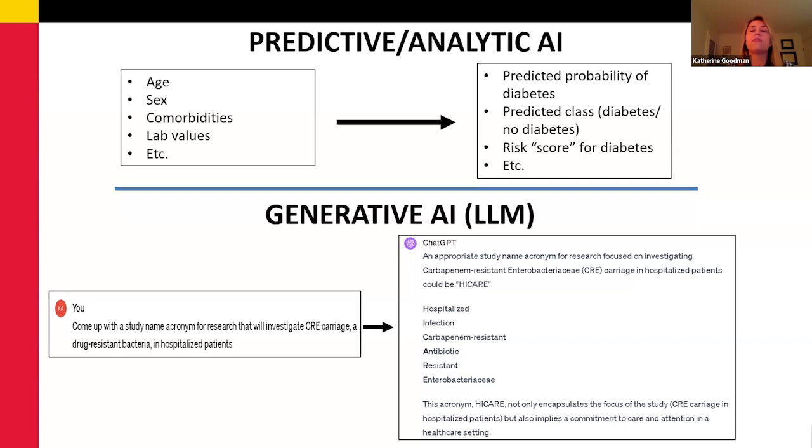In contrast, generative AI, and specifically the large language models, are taking inputs that are free text, that look human-like, and they are generating new content that also looks human-like, and you can interact and query with them in a human-like conversational way.